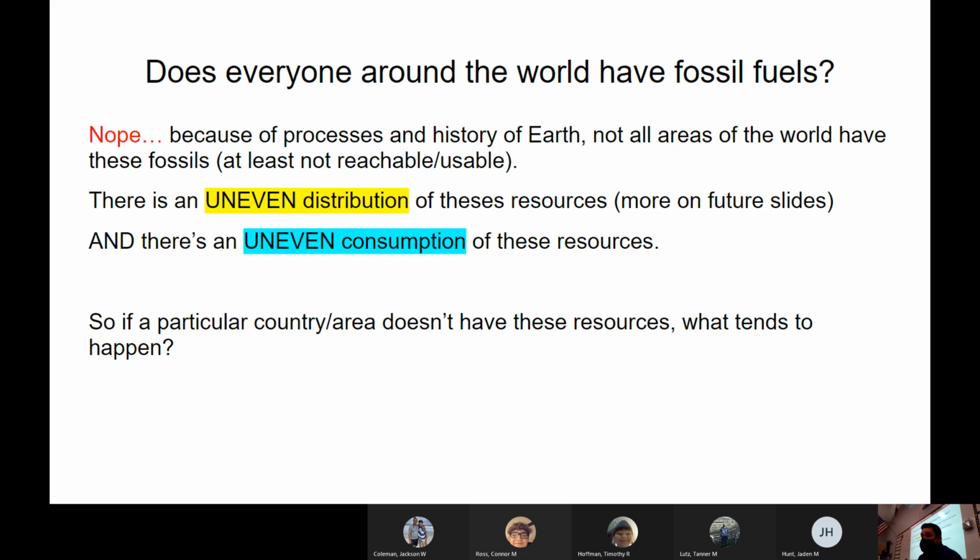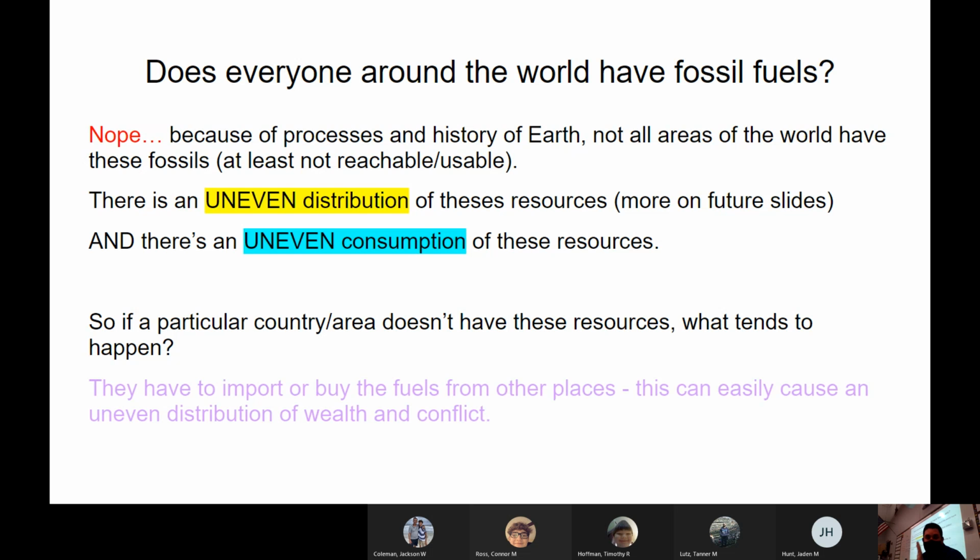Now, I'll be honest with you, this is a very socialistic idea. Yes, I get it. Okay. Very socialistic idea, but with that, it does create conflict. That's just part of the world we live in. So countries or areas that do not have resources have to either import the resources, buy the resources, or they have to conquer and get resources that way.